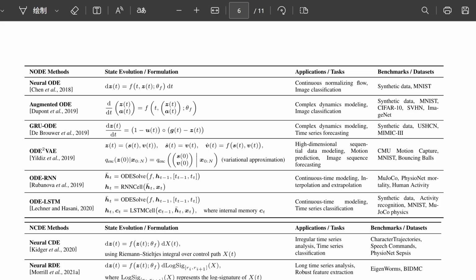But with NDEs, you're learning a whole continuous trajectory, z(t). So you can define your loss function as an integral over that entire trajectory, not just the loss at the end. So you can penalize the model if it deviates from a desired path anywhere along the way, not just at the end. Exactly. It provides much richer supervisory signal. You can guide the entire evolution of a hidden state, not just the final outcome.